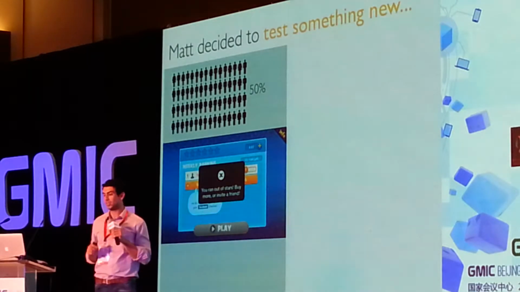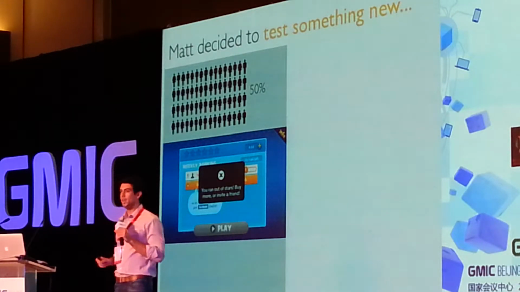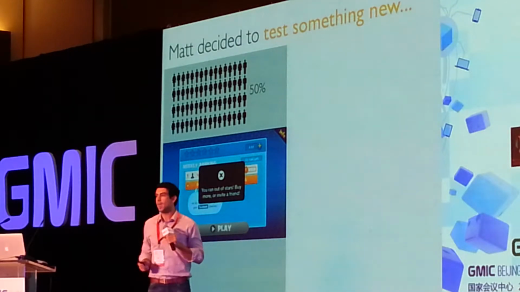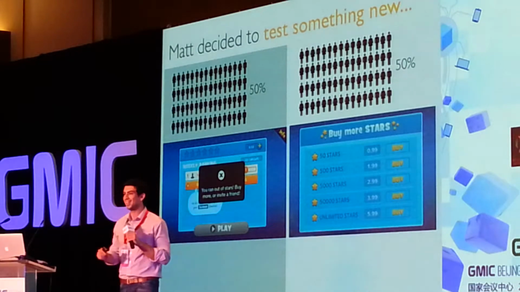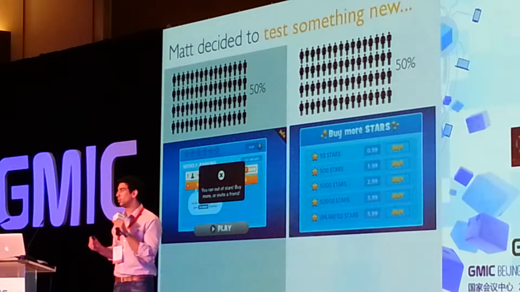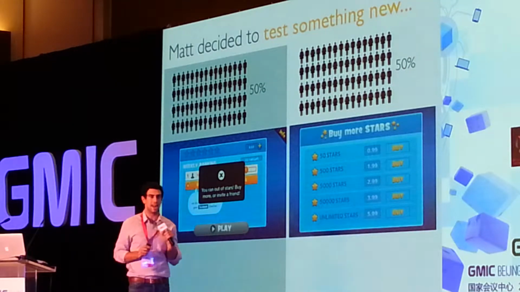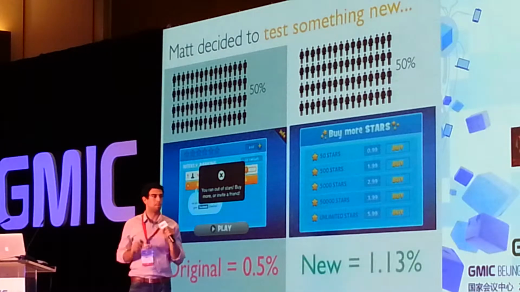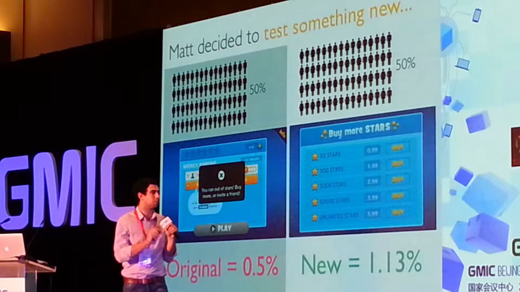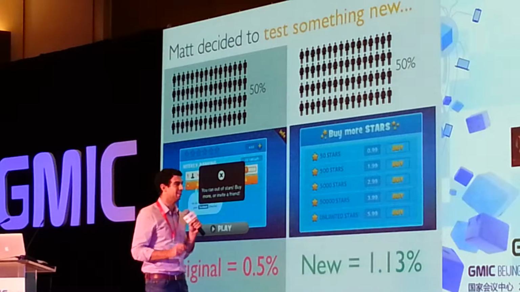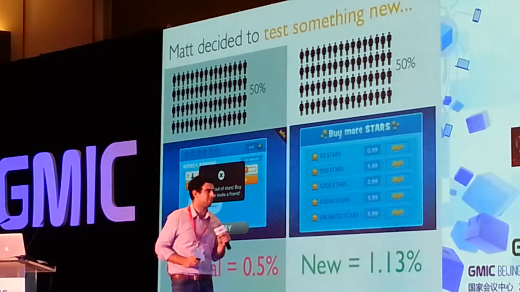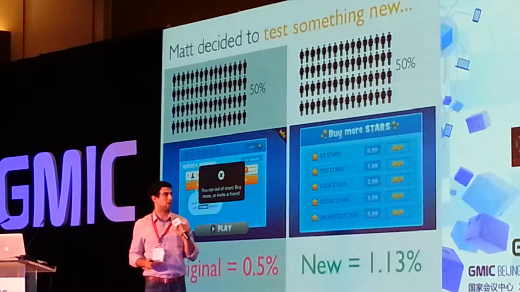So, Matt decided to test something new. He sent 50% of his traffic to the original version of his app, and the remaining 50% he sent to a new version in which users were sent directly to the in-app store. The result? Matt more than doubled the rate at which his free users became paid customers, making him very happy. This is how it works.